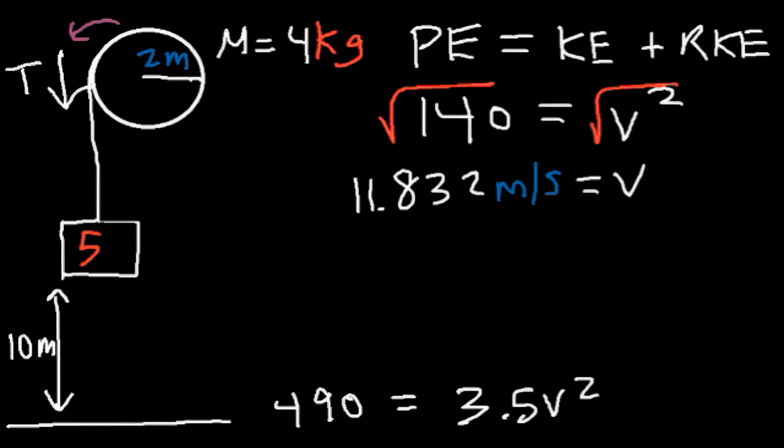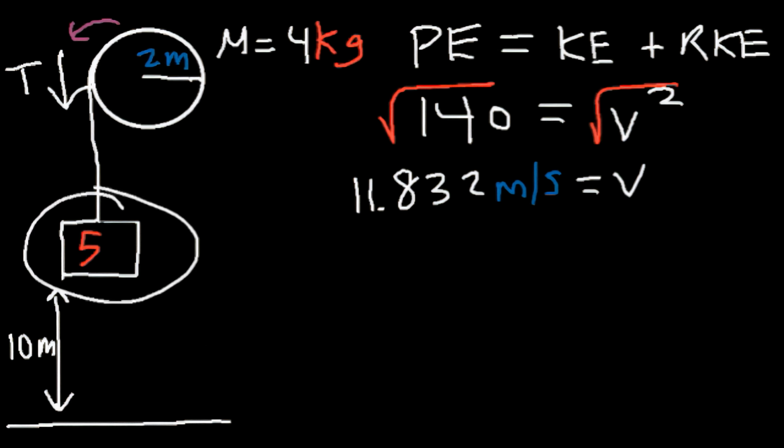Now keep in mind, this is the tangential velocity of the pulley, and this is also the final speed of the block just before it hits the ground, because they have to move at the same rate since they're connected by the rope. So now that we have the final speed, how can we use that to calculate the acceleration of the block?